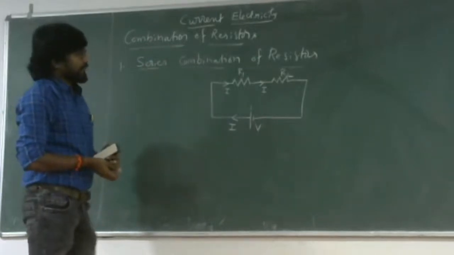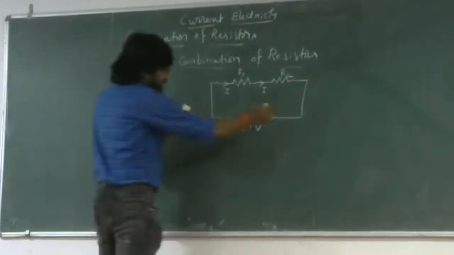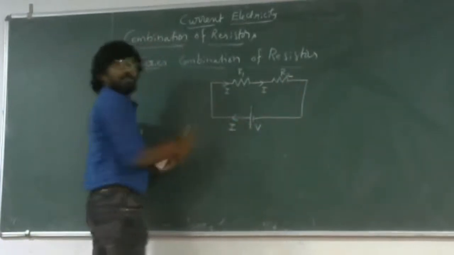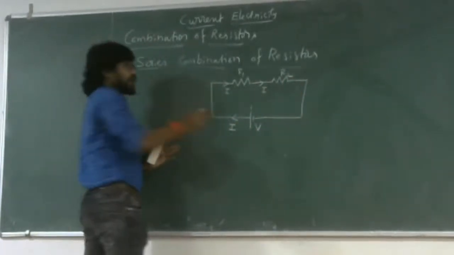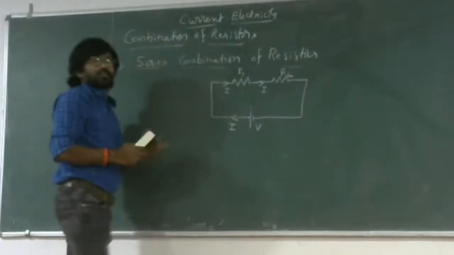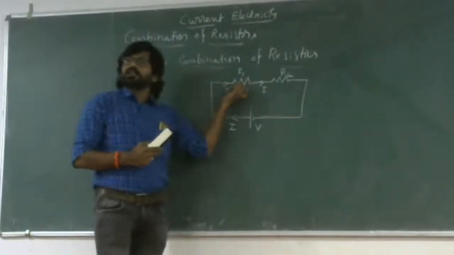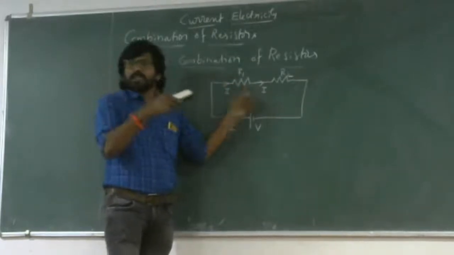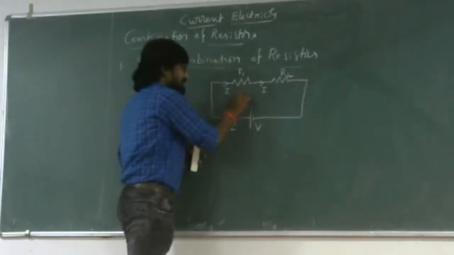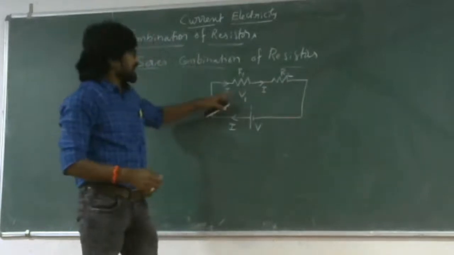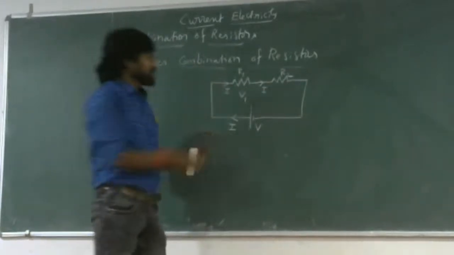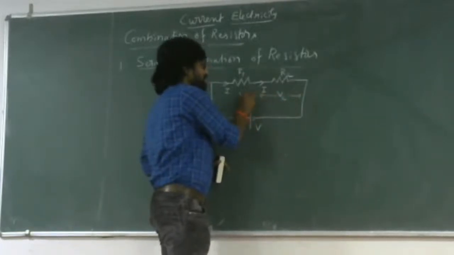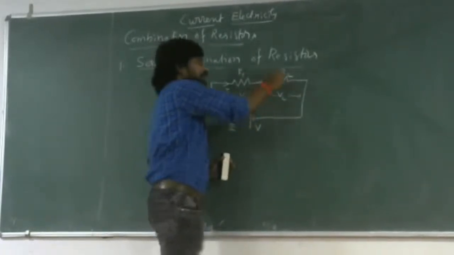Right. When a battery is connected to two resistors in series, the potential of the battery will be dropped across these two. The potential drop across the first, according to Ohm's law, is the current through it times its resistance. So V1 is equal to I into R1. And the potential drop across the second resistor, V2, is I into R2.